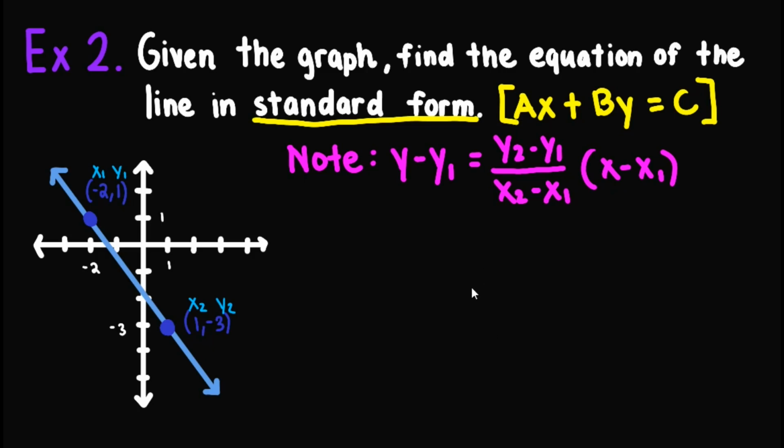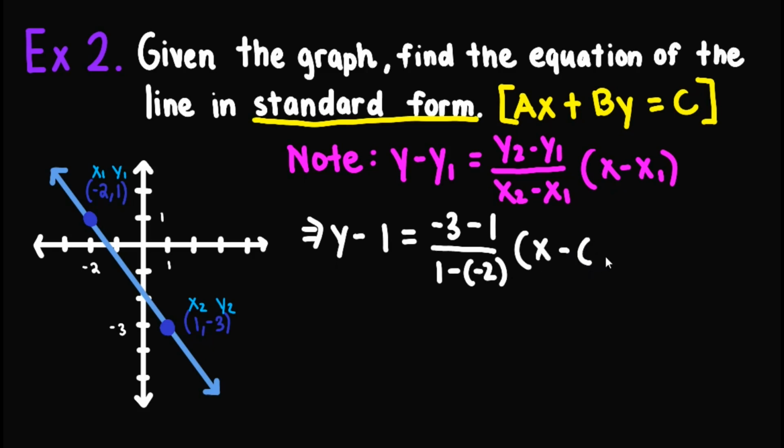Let's now try to find the equation of the line in standard form. So plugging in, we'll have here y minus y sub 1 is 1 equals y sub 2 is negative 3 minus y sub 1 is 1 all over x sub 2 is 1 minus negative 2 times x minus negative 2. So we just plug in the values.